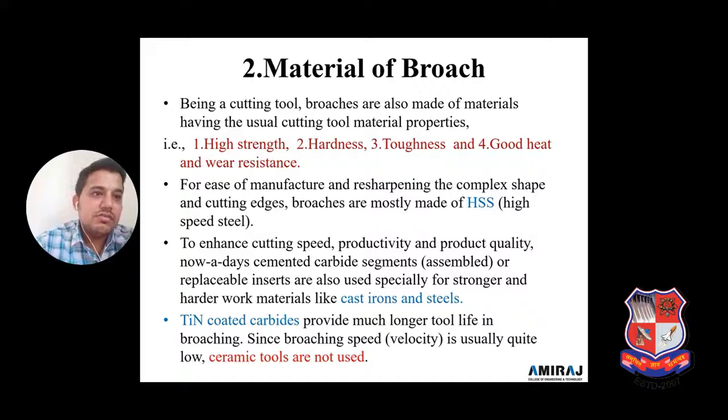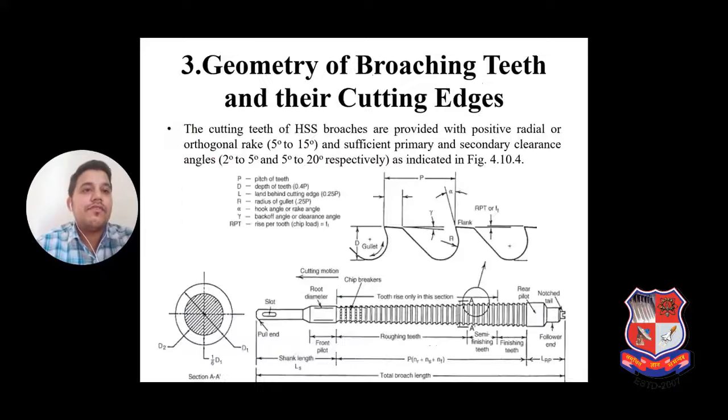And for product quality or productivity where the cutting speed is very high, we can utilize cast iron and steel. And for specific surface finish purposes, we also have thin coated carbide tools. Here one important thing that we have to learn in the material: ceramic tools are not used. If we use a ceramic broach, then it will break. So it does not have a proper life.